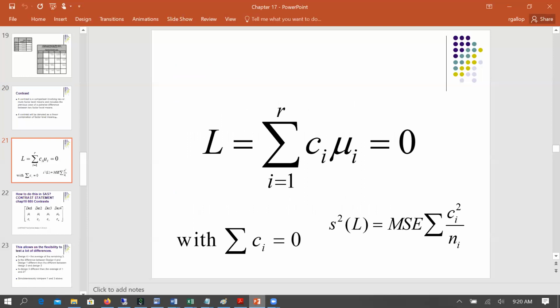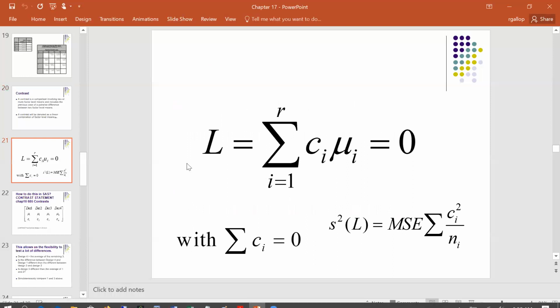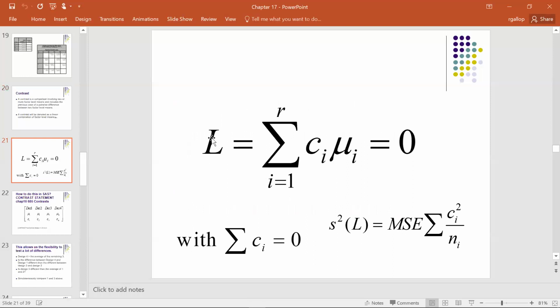And with this, again, don't let the symbolism scare you. A linear contrast that we denote by the symbol L is nothing more than a summation, a linear combination of the cell means set to 0. The big thing with the linear contrast is that the coefficients of the cell means sum to 0.